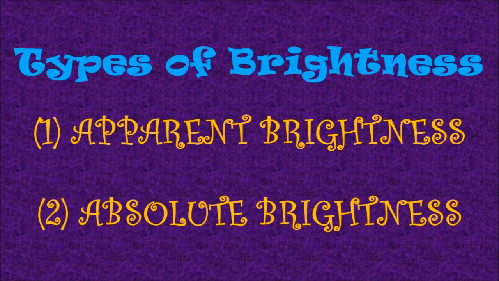The brightness of a star as viewed from Earth is dependent on many factors, such as the color, intensity, and distance. We have two types of brightness, the apparent brightness and the absolute brightness. When we say apparent brightness, it is how the star appears from Earth, while the absolute brightness is how bright a star really is.